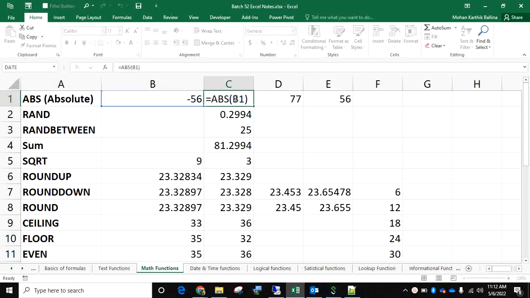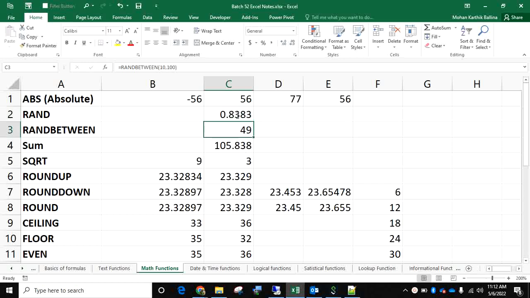Okay. Next, RAND. RAND is a function that retrieves a number between 0 and 1 randomly. RANDBETWEEN, you can retrieve a number between 10 and 100, not only 10 and 100, your wish. Between the starting number and the ending number, it will retrieve any number. This range is as per your wish.